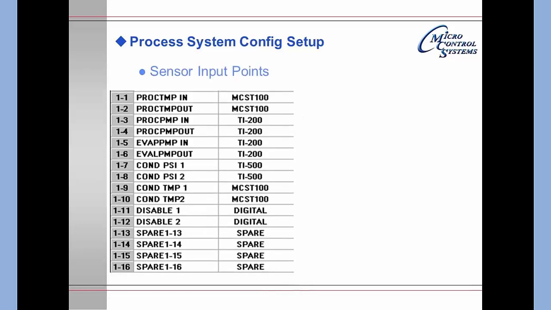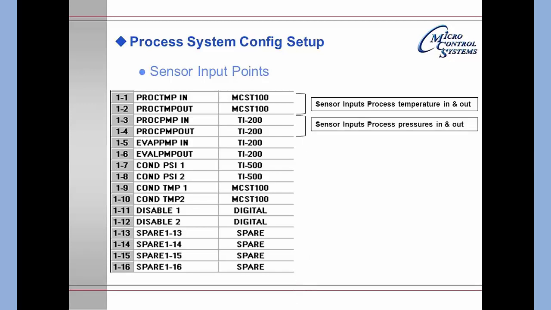The next set of sensor inputs will be the process temperature in and out, and this will be where we are controlling on the process out temperature. There will also be process pump in and out pressure, and this will be used to tell us whether there is flow and that the process pump is in fact operating. We will also have evap pump in and out so that we can determine the flow for the evaporator section.